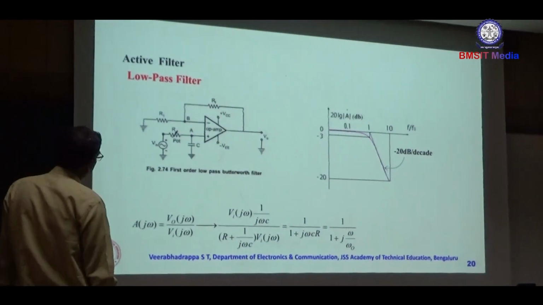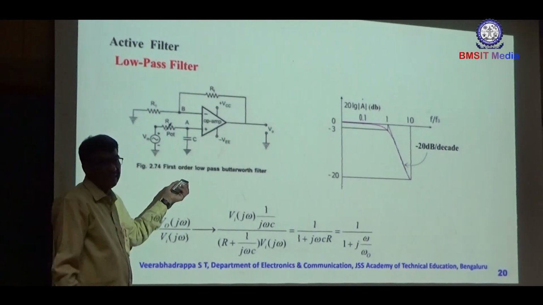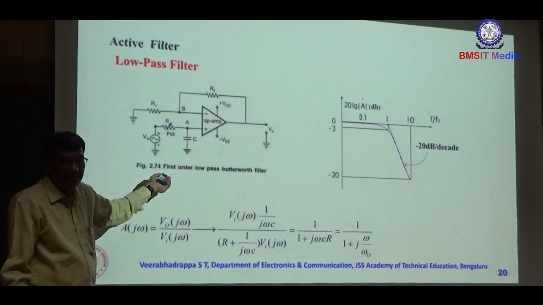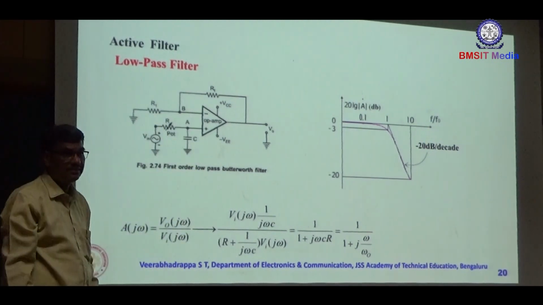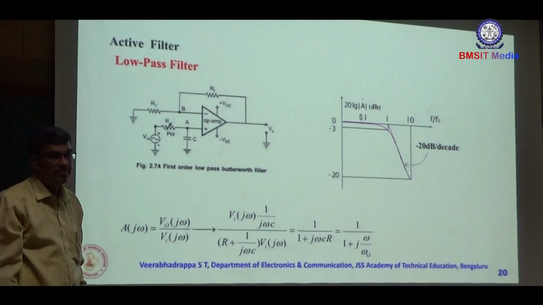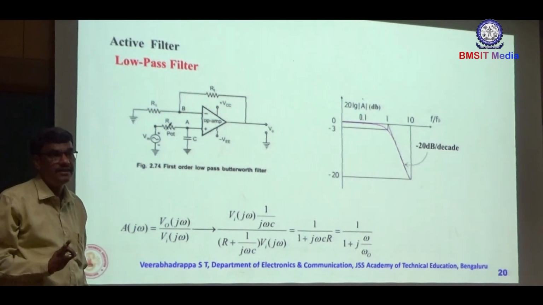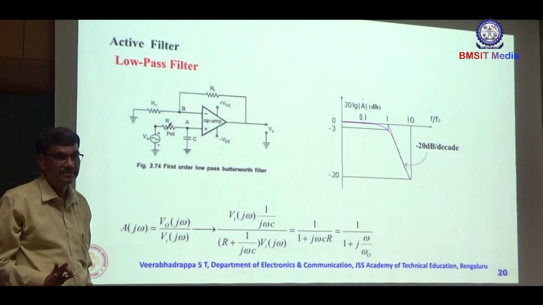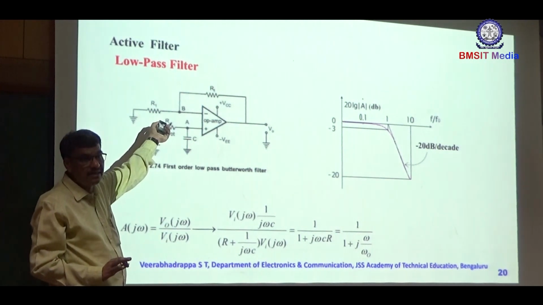First order active low pass filter means here we always normally use this as a non-inverting amplifier mode, and this R1 and RF that we use set the gain of the amplifier, that is nothing but 1 plus RF by R1 in the pass band only, not in the stop band. This is the gain of the amplifier in the pass band.